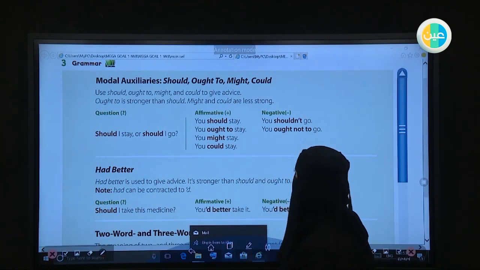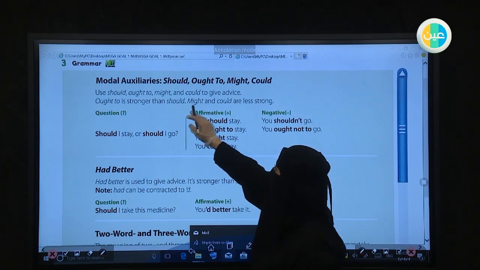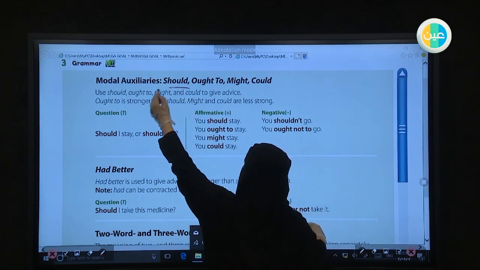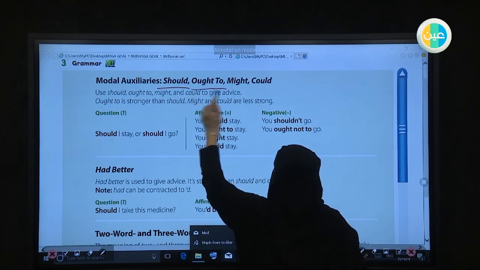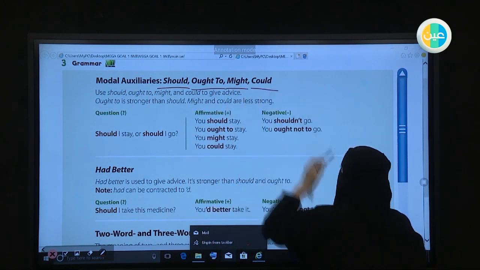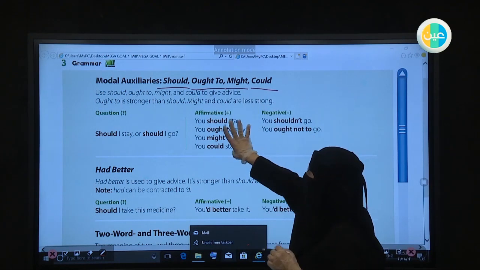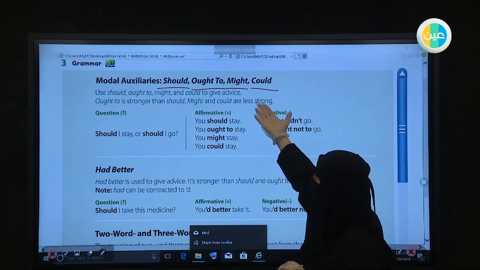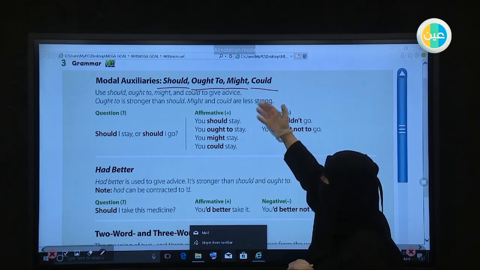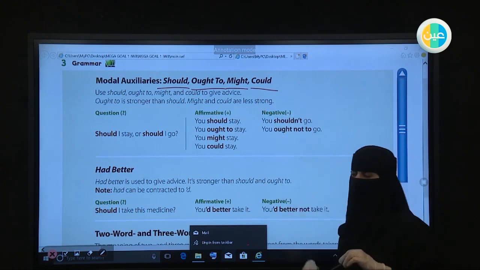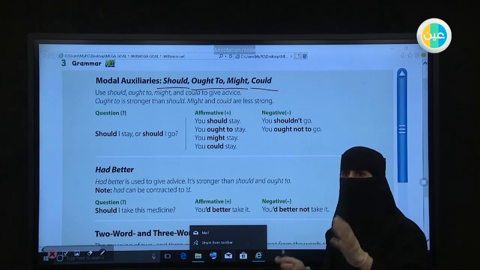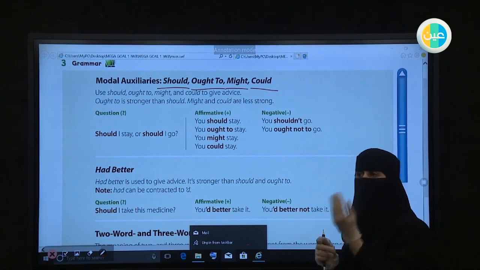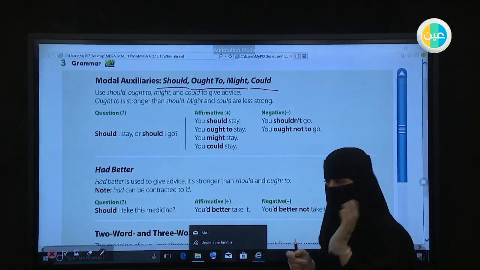Okay. So modal auxiliaries, we have 4 things: should, ought to, might, and could. What's the difference between them? Those are the 4 modal auxiliaries. They told us that you use should, ought to, might, and could to give advice. So when you want to give advice to anyone, you should use those modal auxiliaries to help you build your statements about advice.